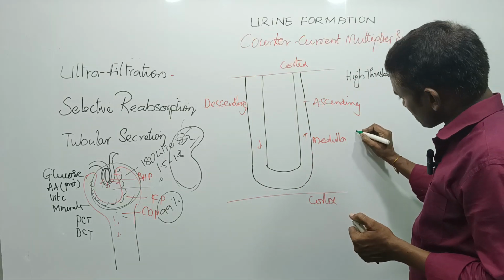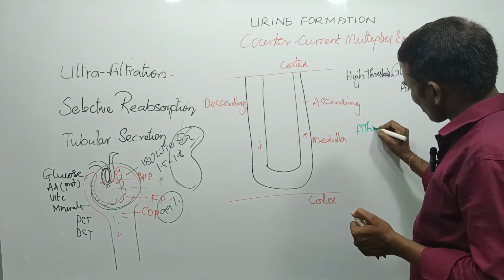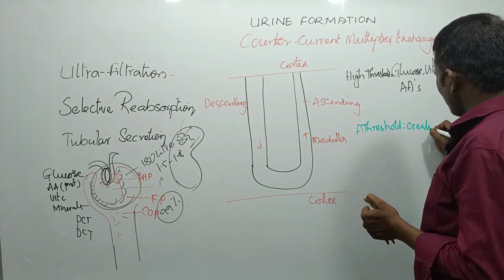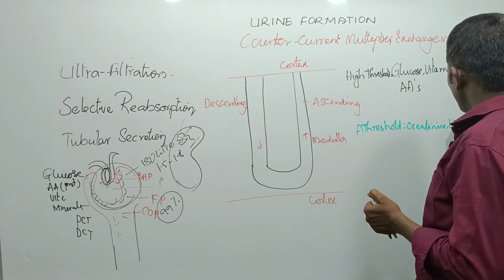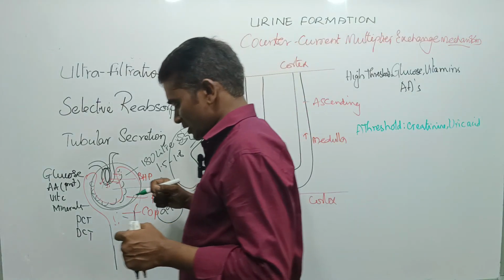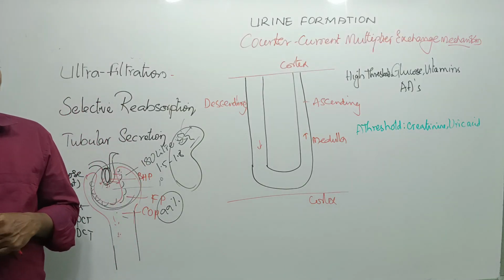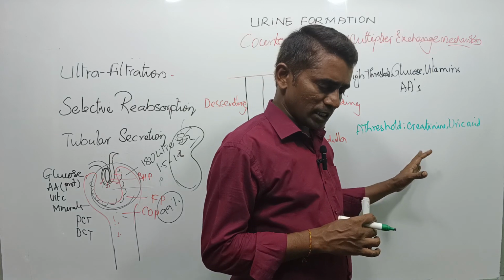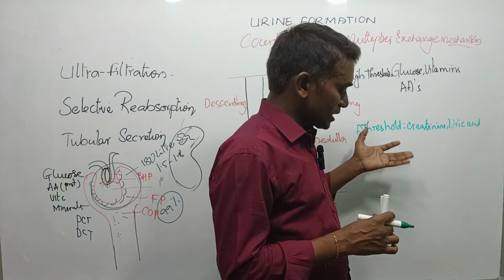Similarly, there are some substances that are not reabsorbed at all. For example, creatinine, uric acid. So they are not at all useful. I mean, these are the byproducts, etc. Therefore, there is no question of reabsorption of these substances. Hence, they are called a threshold substances.